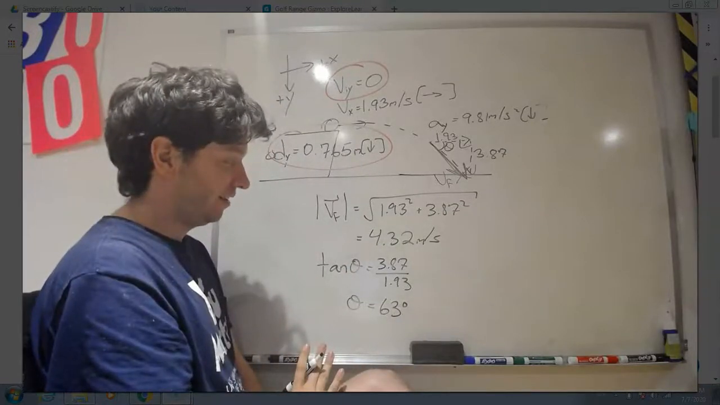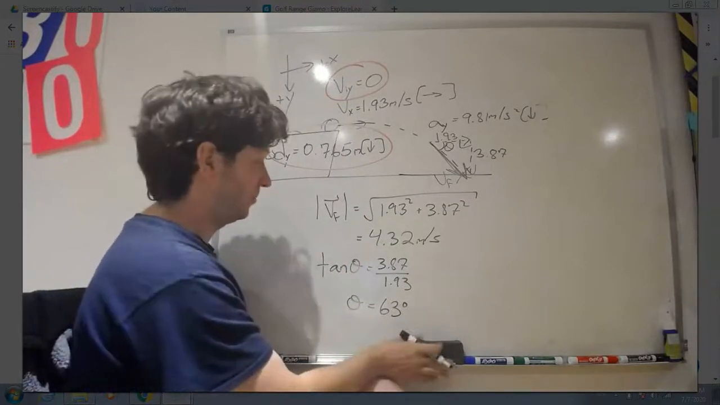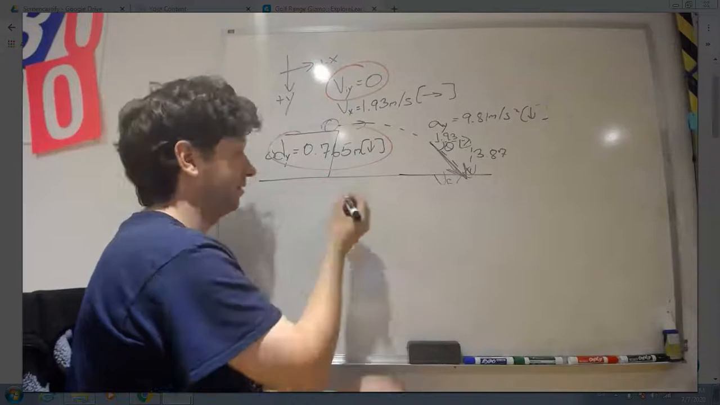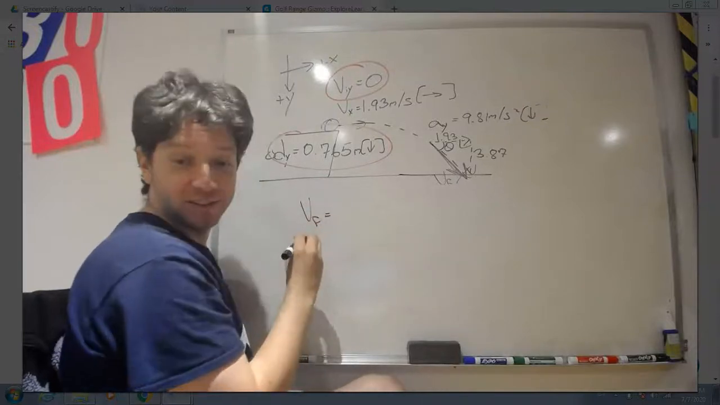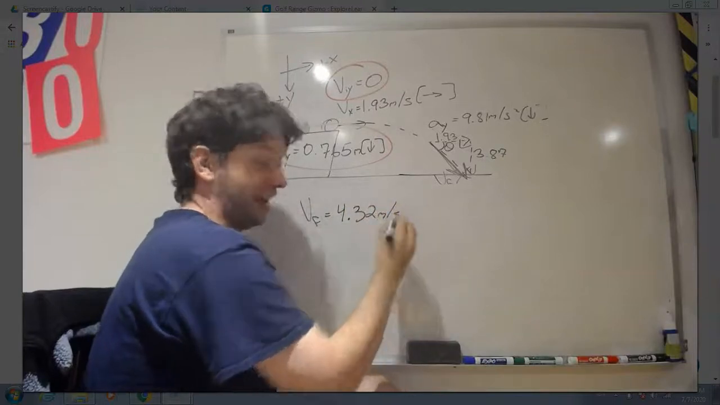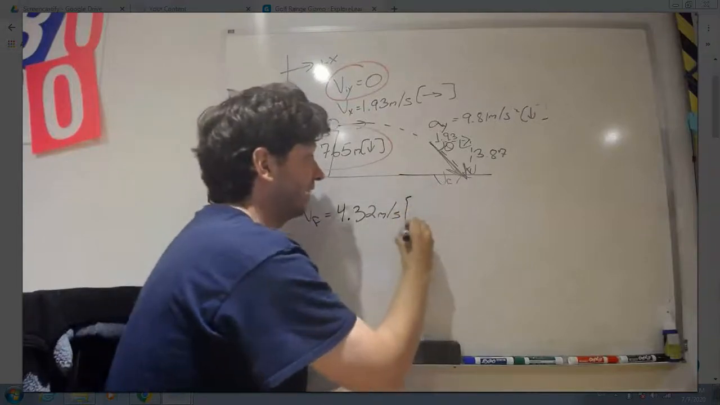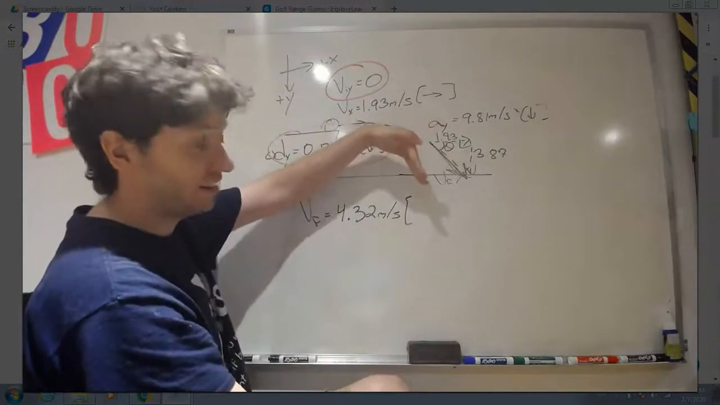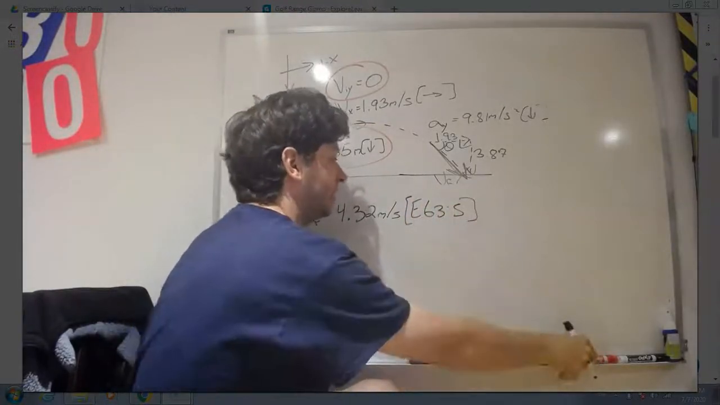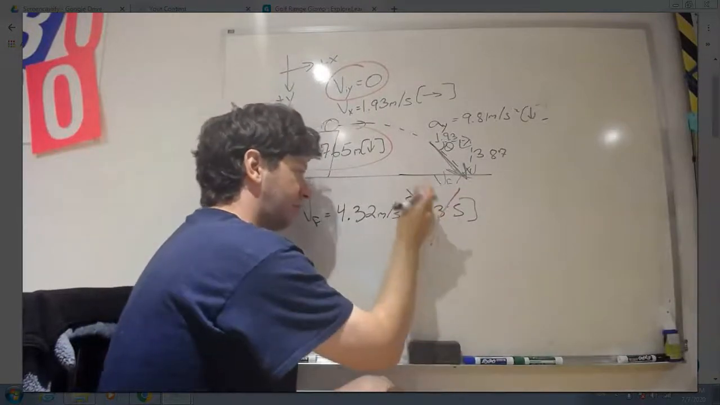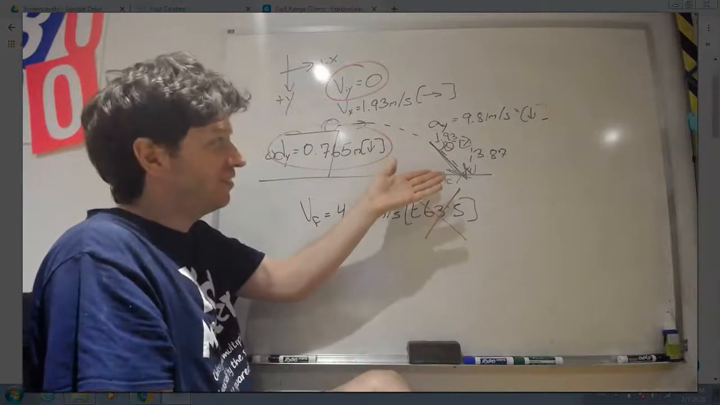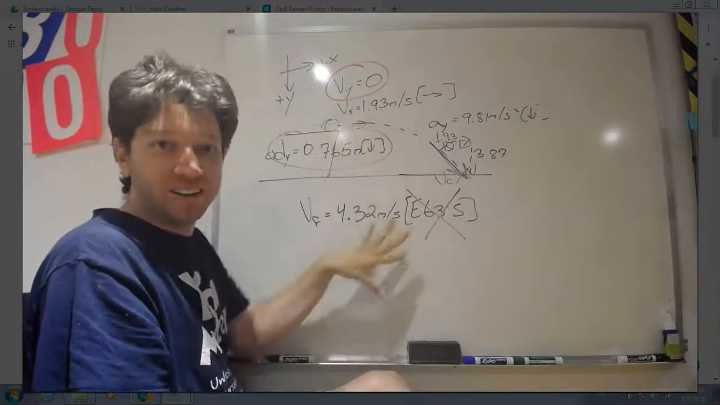All right. Now here's another mistake I see people make. So let me just erase this. They'll write their final. They'll say final velocity is, what was it, 4.32 meters per second. And then that 63 degrees, they'll write like this. Well, that's east 63 degrees south. And that is wrong. Why is it wrong? It looks like it's right. Well, it looks like it's right because I've written it on a two-dimensional plane.